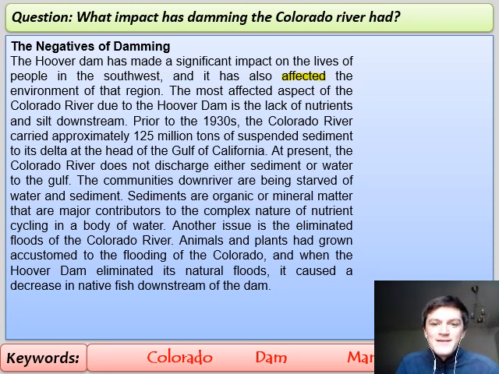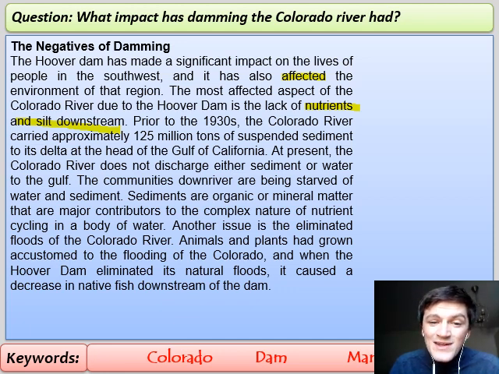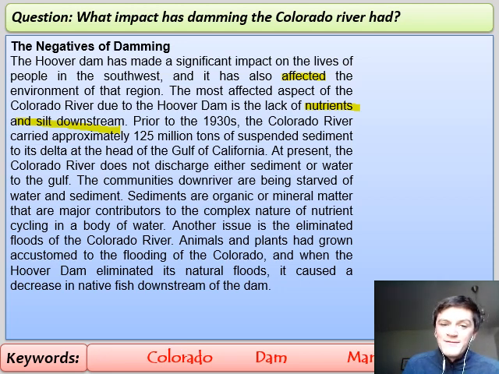The most affected aspect of the Colorado River due to the Hoover Dam is the lack of nutrients and silt downstream. Prior to the 1930s, before the Hoover Dam was built, the Colorado River carried approximately 125 million tons of suspended sediment to its delta at the head of the Gulf of California. So it carried 125 million tons of mud, nutrients, biodegrading animals, all these different things were carried as sediment down the river. And when the river went round meanders, bits of it were dropped off.